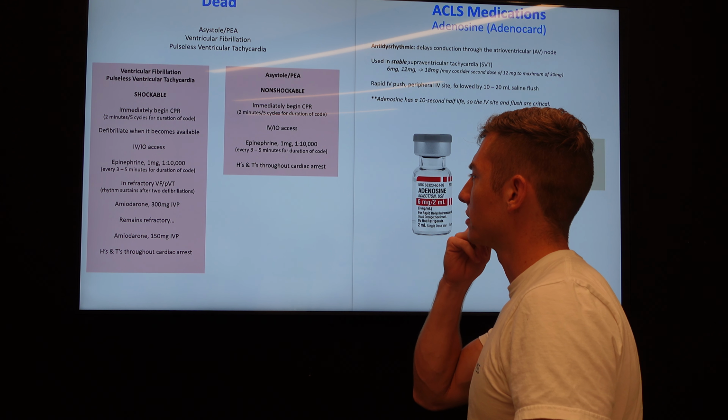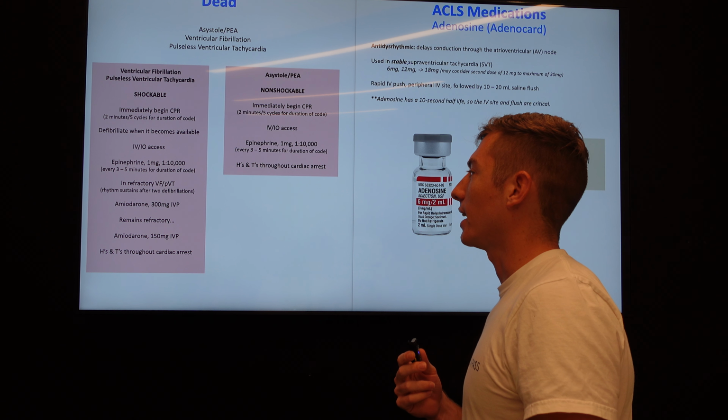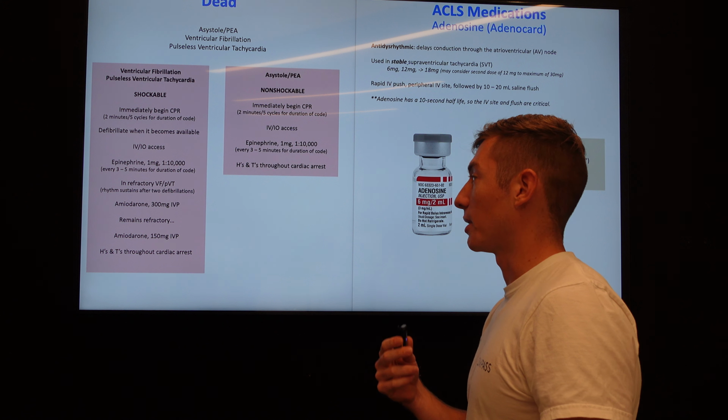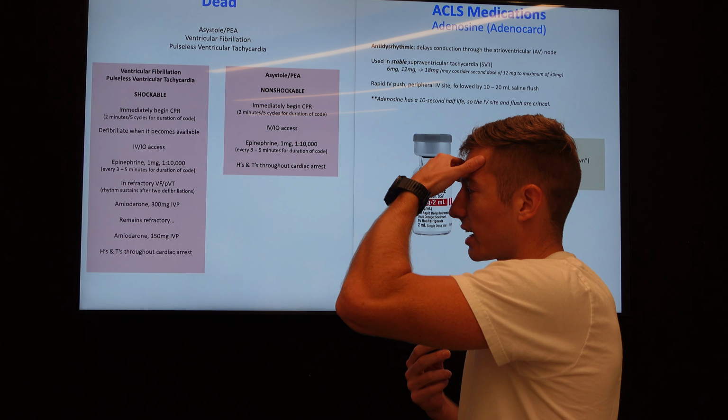If they're in a refractory VFib or pulseless VTAC, where the rhythm sustains after 2 defibrillations. Amiodarone, we're going to give 300 milligrams IV push. And if they remain in refractory, we'll give another dose of amiodarone, 150 IV push.